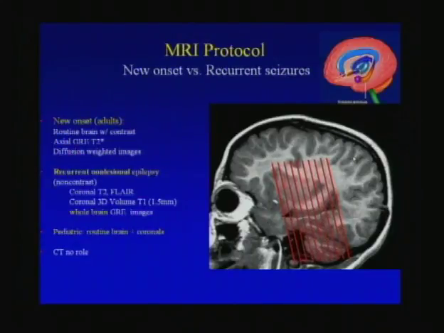And CT essentially has no role except in those patients who cannot have an MRI, they have a pacemaker, or in the case where we're emergently looking for a hemorrhage.